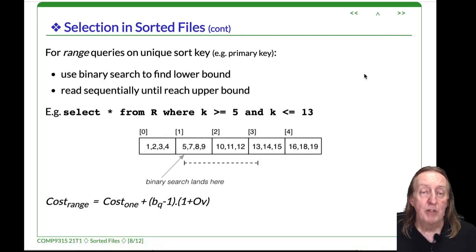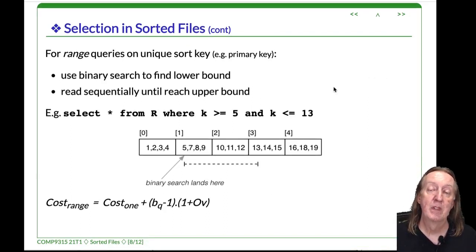Right, if we've got range queries on a unique key, so let's say we're looking for all k values in the range 5 to 13, we could start by finding the lower bound. So we could search for k equals 5, and the binary search in this case ends up here. So we need to scan. So this is a unique key, so we know there's no other 5s in the file.